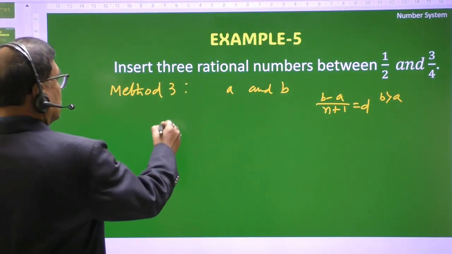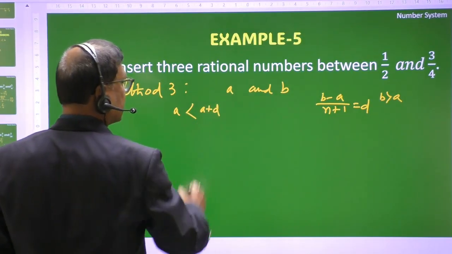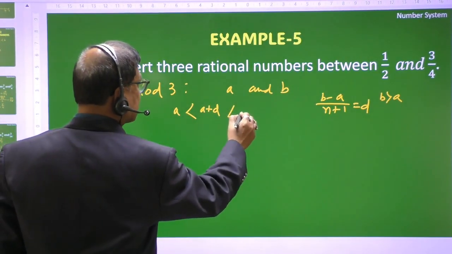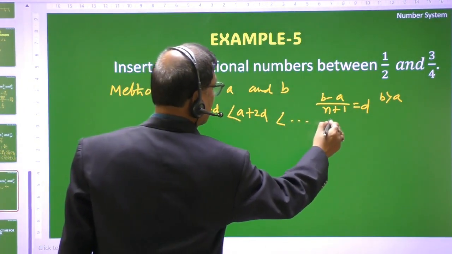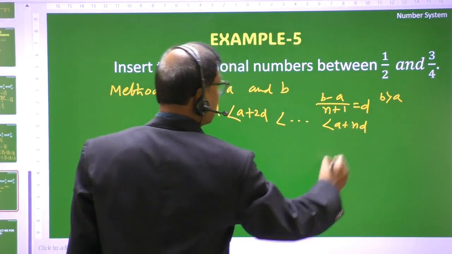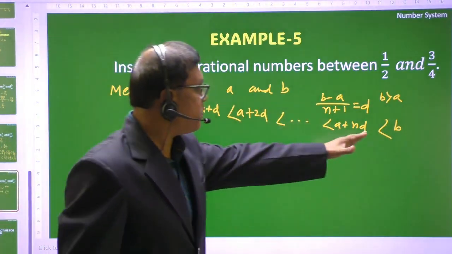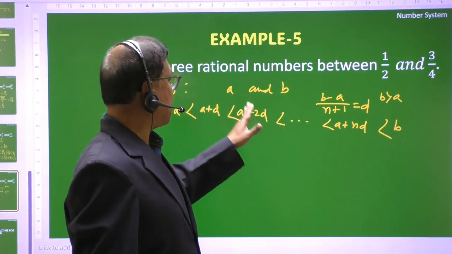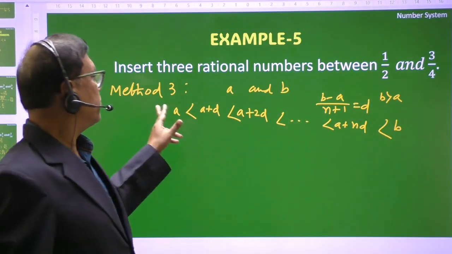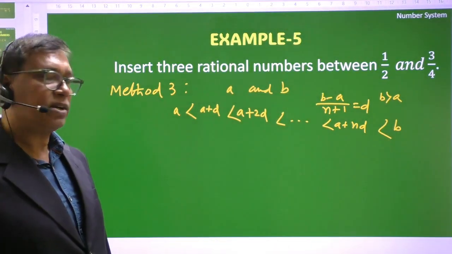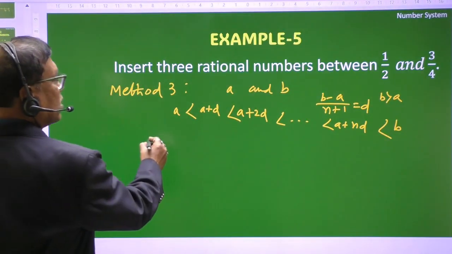then A is less than A plus D, A plus D is less than A plus 2D, like this, A plus nD, and less than B. That is between A and B, A plus D, A plus 2D, like this, A plus nD, n rational numbers are inserted between A and B. Is it clear? So if we follow this method for this sum, first we will find B minus A.